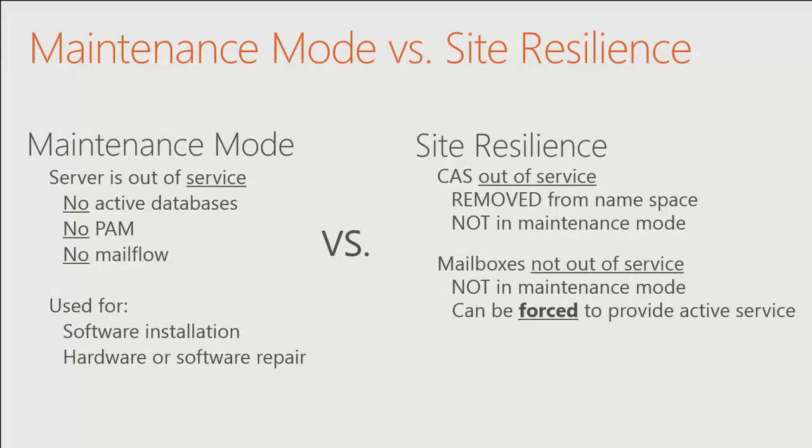Mailbox servers are not out of service. Disable and move now allows databases to come back. They will get active. They will have transport mail to be delivered to them, assuming they're available. I mean, we're not obviously going to have a server that is offline because the network's down be in service.